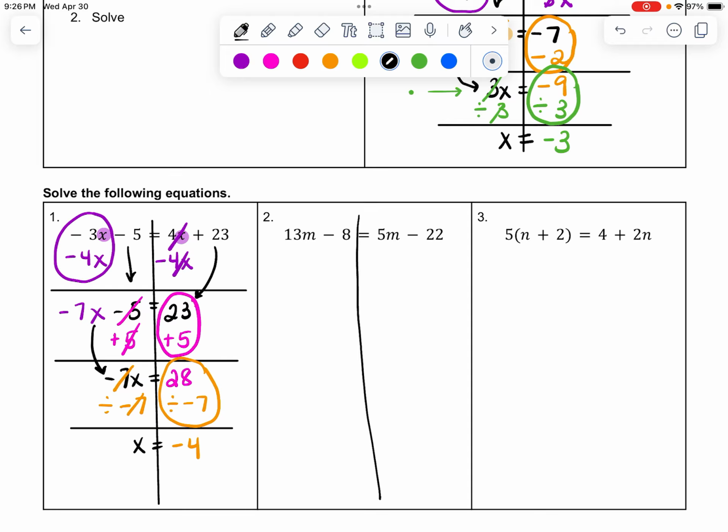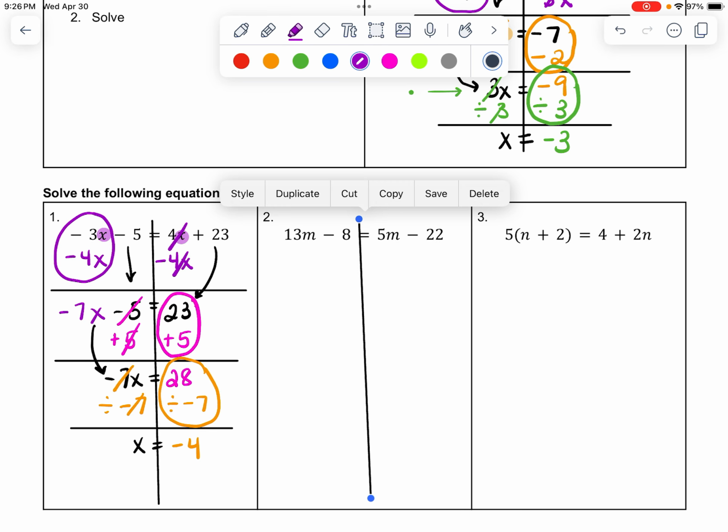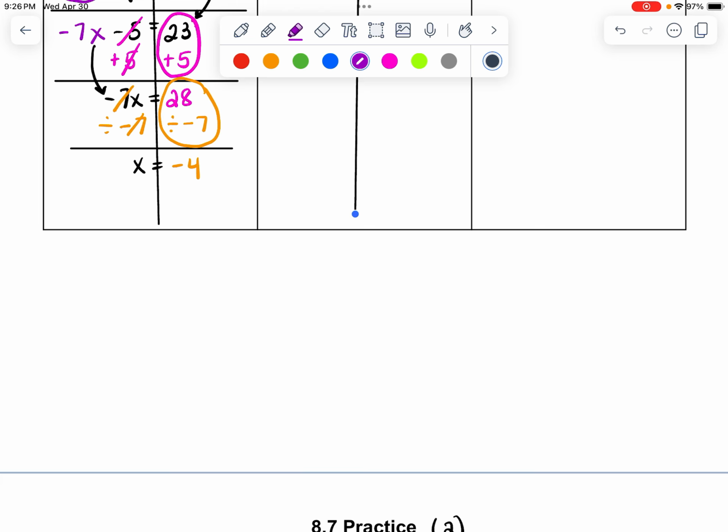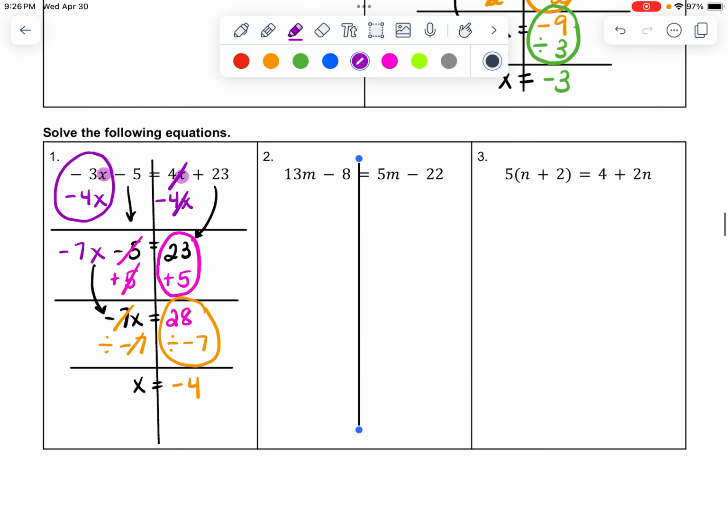Again, I'm going to draw a vertical line through my equal sign. Then I'm going to find my variable. In this case, the problem doesn't have an x, it actually has an m. So instead of looking for where the x's are, I'm going to look for where the m is. Again, I have m's on both sides. So my first move is going to be to get my m's together.